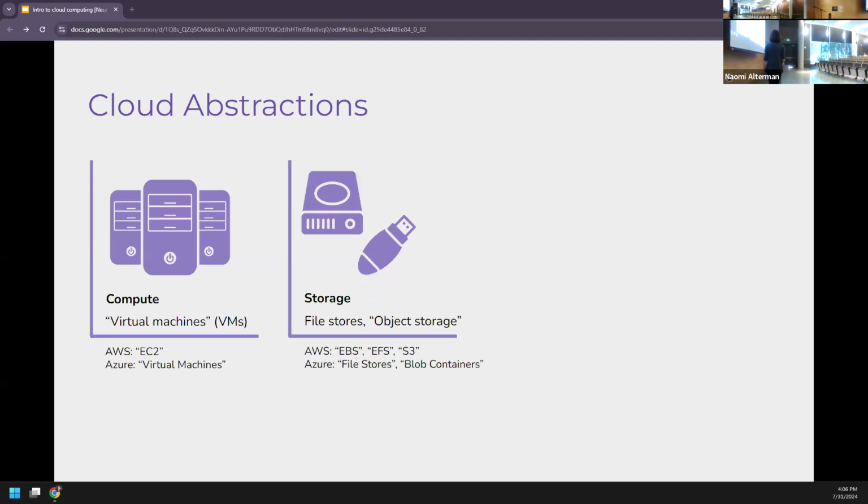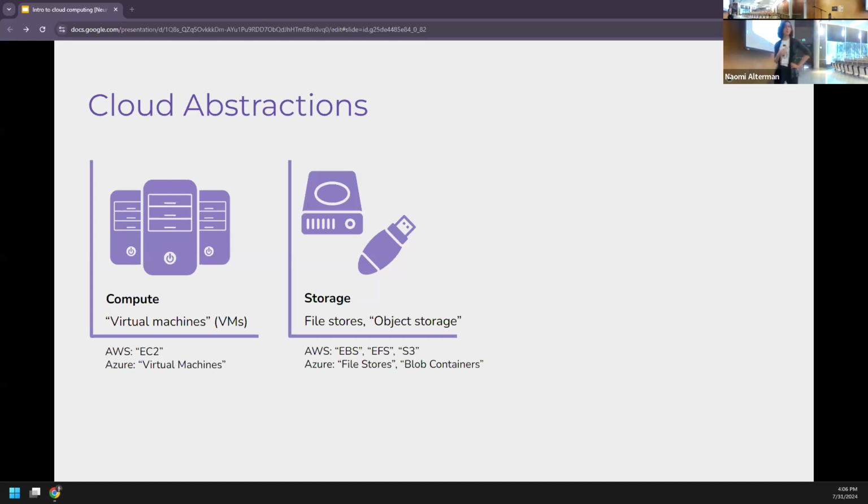There are lots of brand names for these things on AWS, that is Amazon's cloud. It's called block storage and elastic file storage, and S3, which is their object storage system. It's called Simple Storage Service. Azure, they call these file stores and blob containers. I think Google Cloud calls them file stores and object storage.